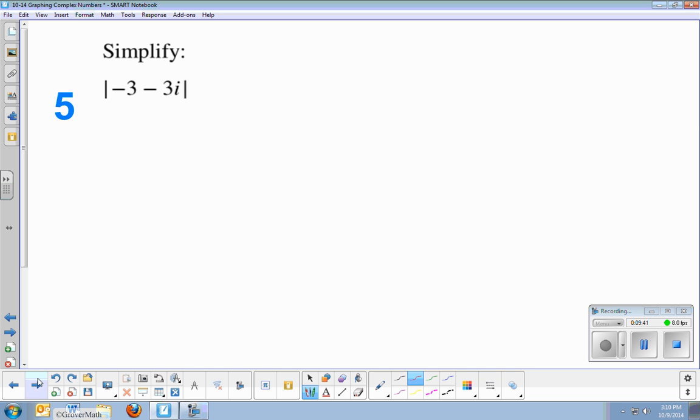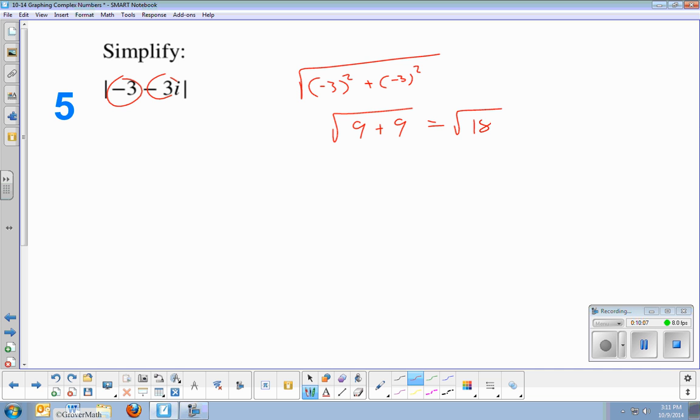Let's do one more. Absolute value of negative 3 minus 3i. So that's going to be the square root of negative 3 squared plus negative 3 squared. And don't forget, I'm putting these in parentheses because these are negative numbers, but they're going to square positive. And I'm completely ignoring the i. Negative 3 squared is 9, plus another negative 3 squared is 9. That's giving us rad 18, which can reduce down to 3 rad 2 for my final answer. So it's basically just Pythagorean theorem with these two numbers. Not too bad. All right, that's it.